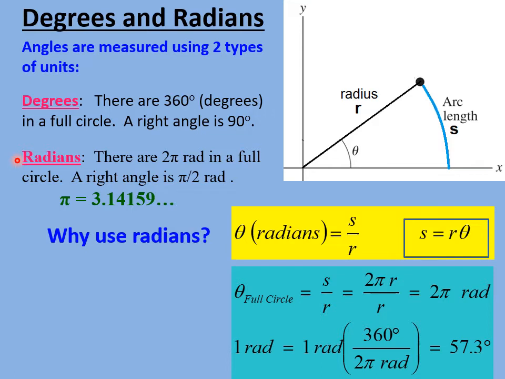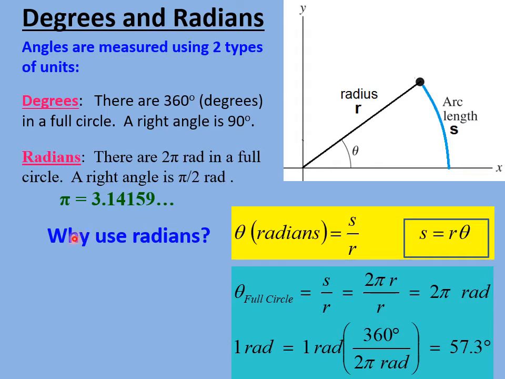It's much more convenient. A radian is defined as there are 2 pi radians, which is abbreviated rad, R-A-D, in a full circle. And a right angle is therefore pi over 2 radians, okay? Because a right angle is 1/4 of a full circle. 90 degrees is 1/4 of 360 degrees. Pi, of course, is the famous number, 3.14159, and it keeps on going from there.